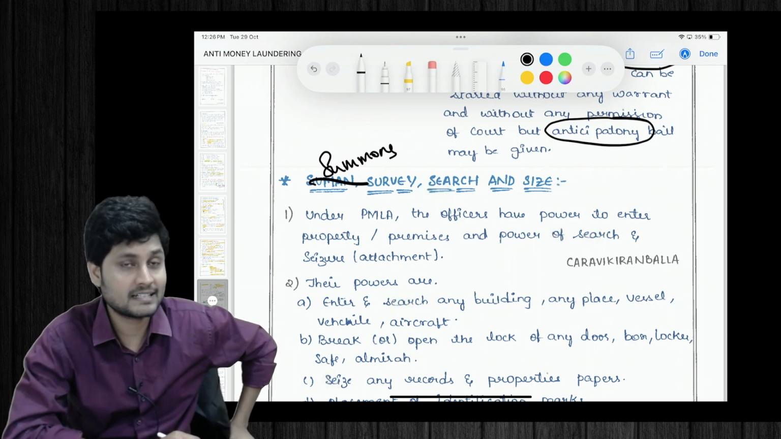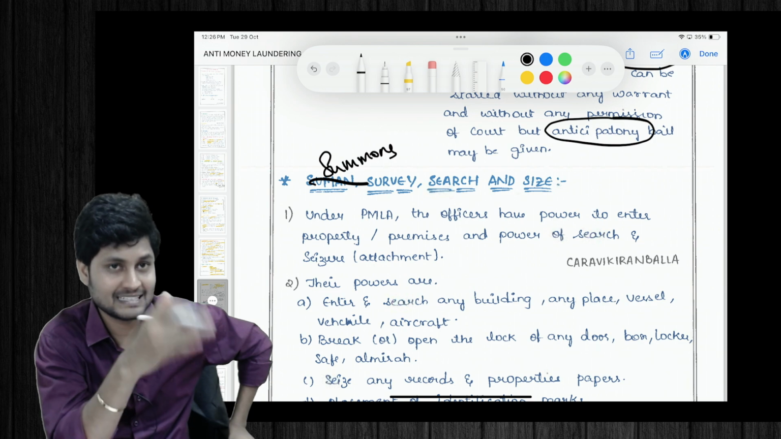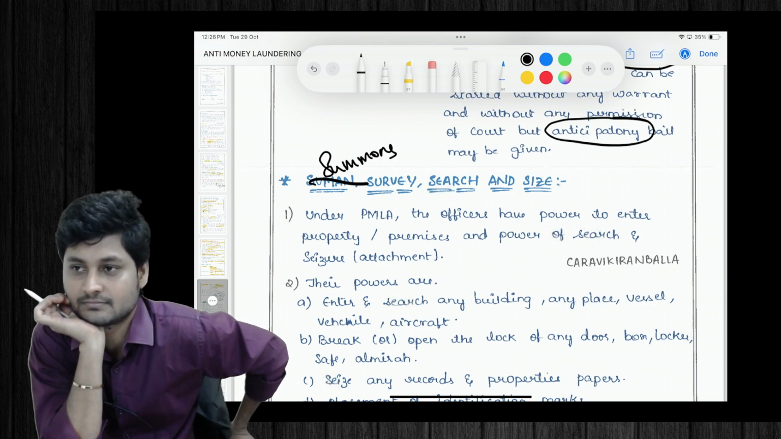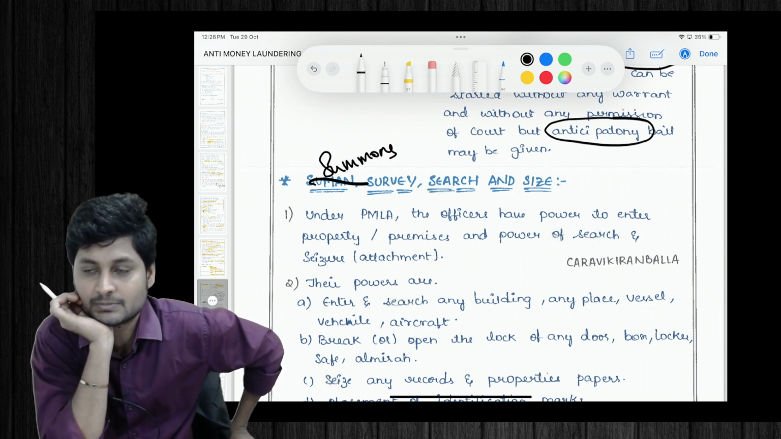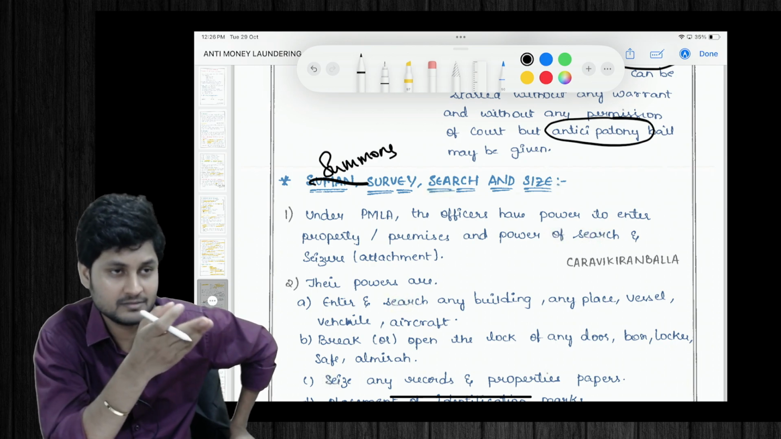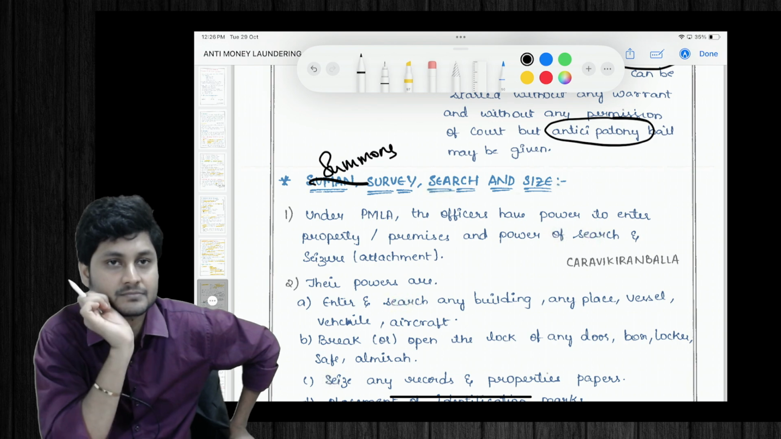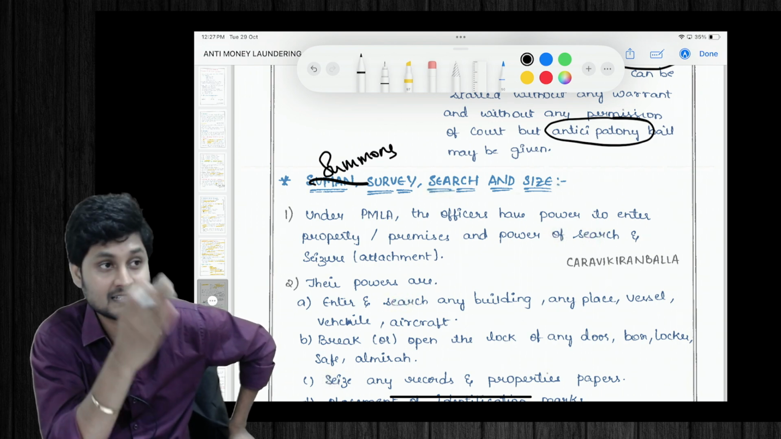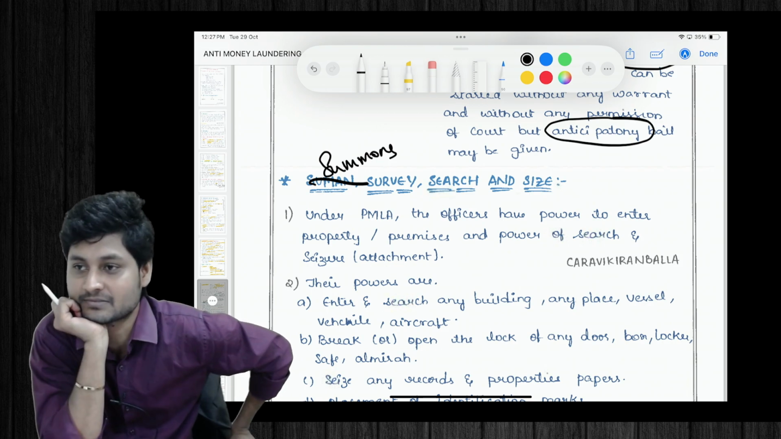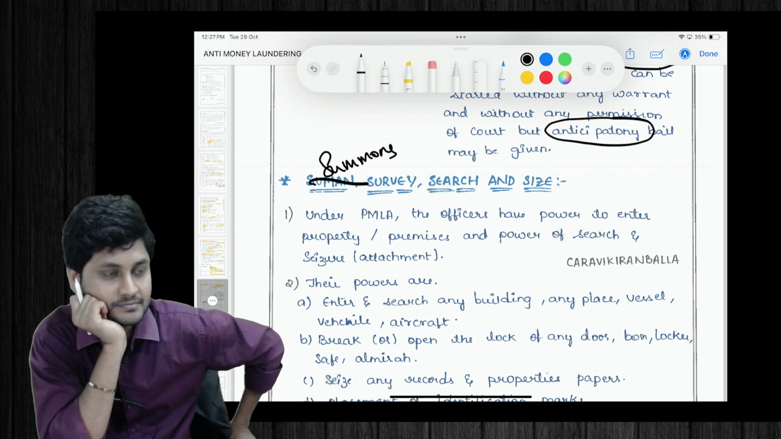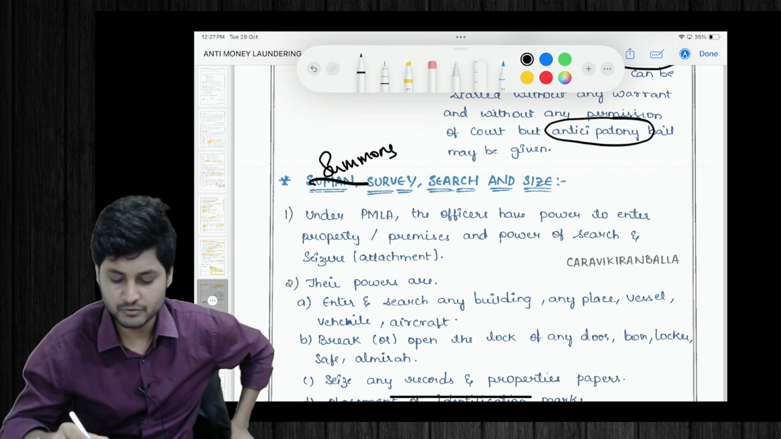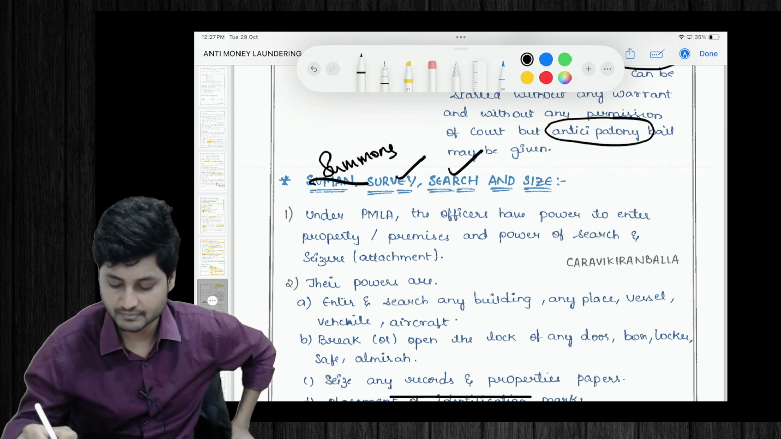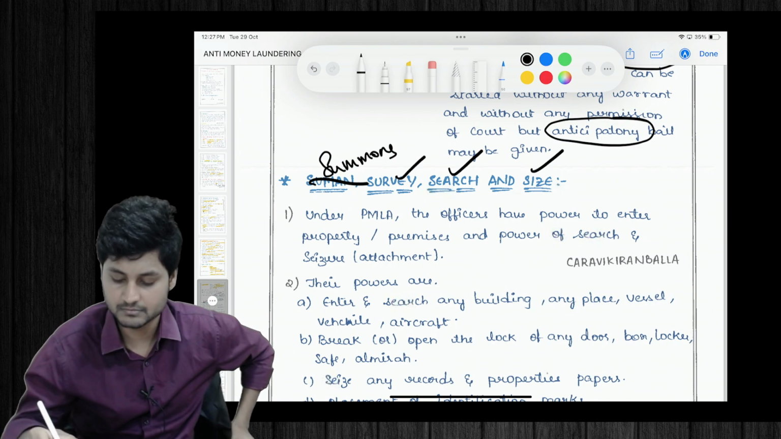Summons is a written document which is given to someone asking them to come and attend. Say he is the person who has committed the crime. Now summons are issued to him in writing asking him to come and attend the investigation. Summons, survey, search, seize.